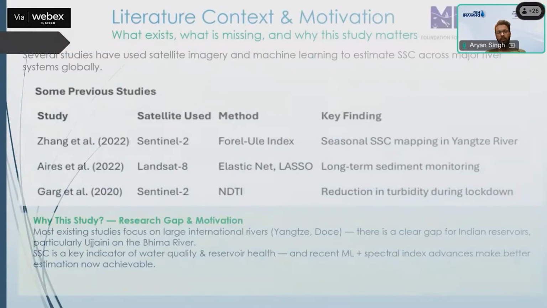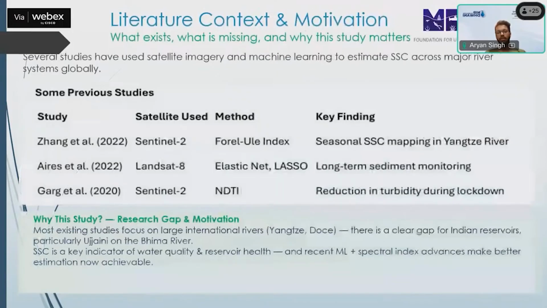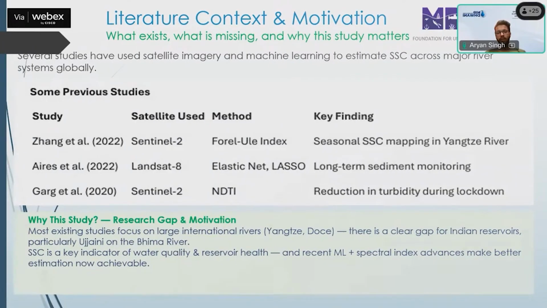Talking about the literature review that I had done, a lot of work uses satellites to measure sediment, but most of it exists on rivers like the Yangtze. For this region, no such study exists. So this is one of the main reasons and the motivation for this research.